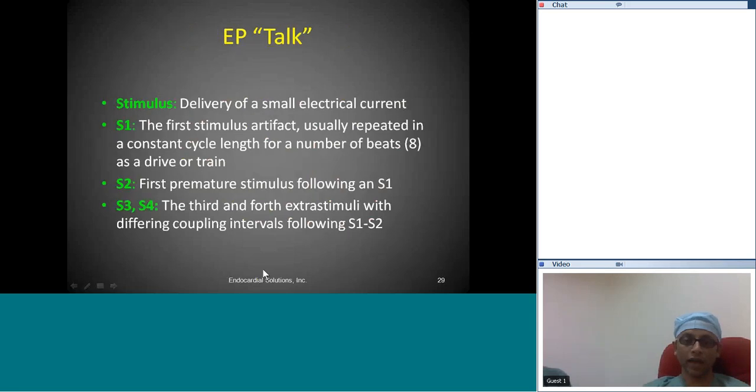Then we have our own EP talk, so that nobody can understand what we are talking about. We talk about stimulus, which is just a small electrical current. Then we say S1, S2, S3, S4. S1 is the first stimulus which we give, and we usually give S1 in a drivetrain. Again, you don't understand what a drivetrain is, so that's again EP talk. Then we say S2. S2 is the first premature stimulus following S1, and then we might give extra stimuli S3 and S4. I think by this time most of you are confused, and that's the idea with EP.